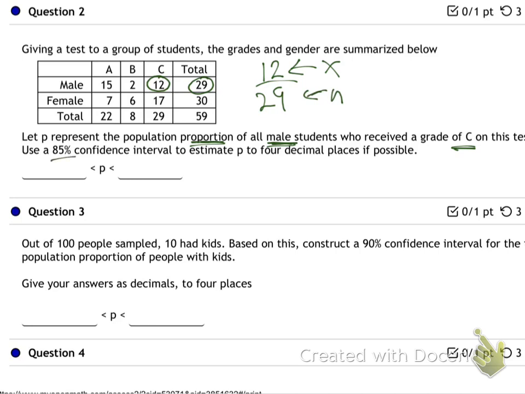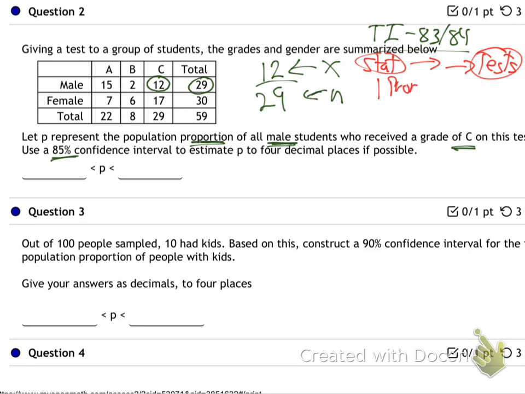Go do an 85% confidence interval test. Go to your TI-83/84. Hit stat. Go over to the tests menu, where you're going to go for the next 2 months. Go down to the 1-PropZInt, because you're doing a proportion interval. Put in the X is 12, the N is 29, and the confidence level 0.85. And hit enter. I'll do it too.